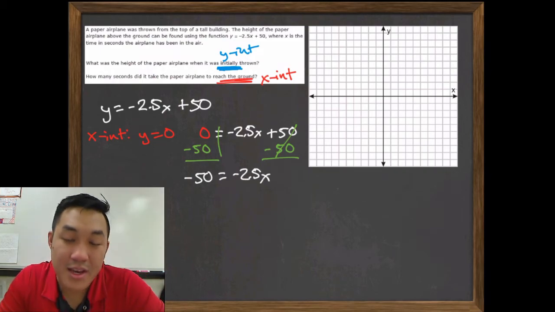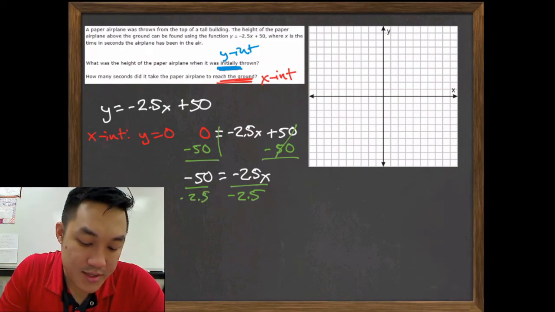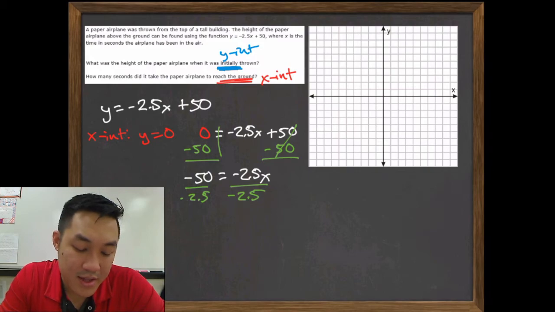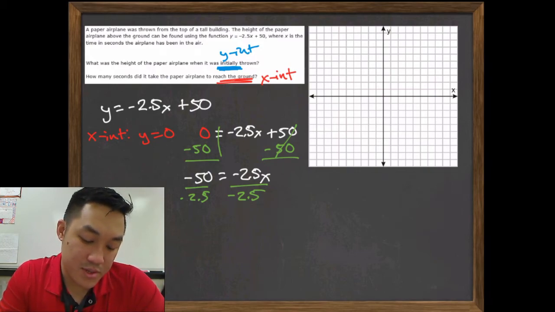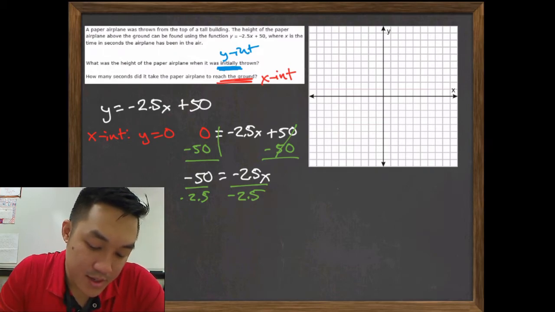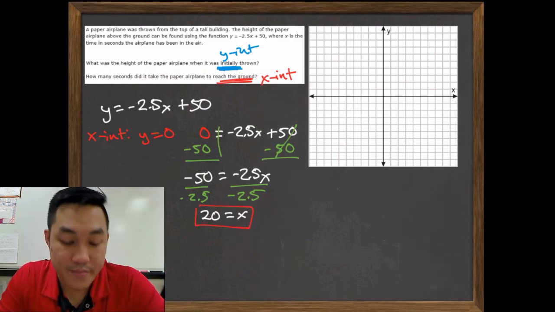Now this is just like standard form kind of, where it's just that one step where we have to divide. So I'm going to divide both sides by negative 2.5, and we should get an answer of negative 50 divided by 2.5. That will be 20, so 20 equals x. So our x-intercept is at 20.